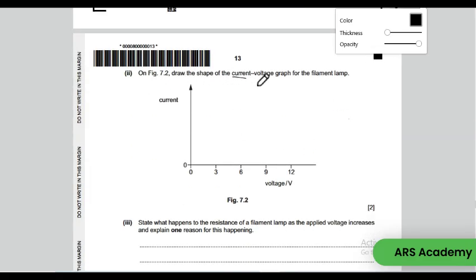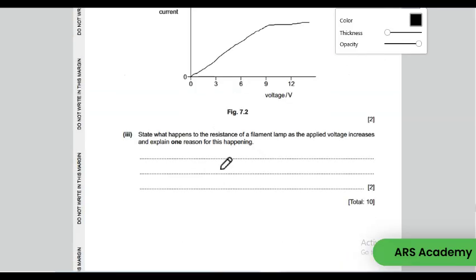Part 2. On figure 7.2, draw the shape of the current-voltage graph for the filament lamp. So first of all, the current-voltage graph will have a constant gradient which starts from the origin. And then eventually the gradient will keep on decreasing like this. And this will be the shape of the current-voltage graph.